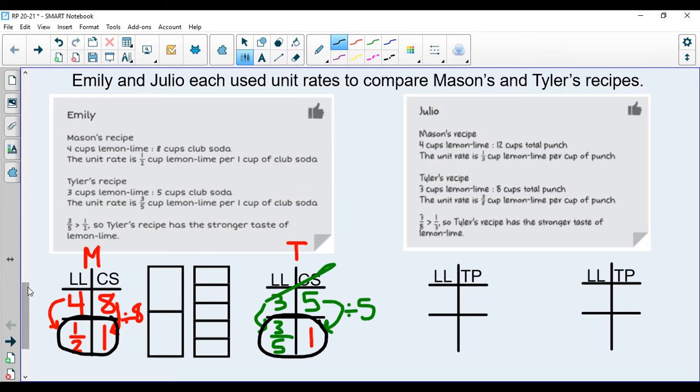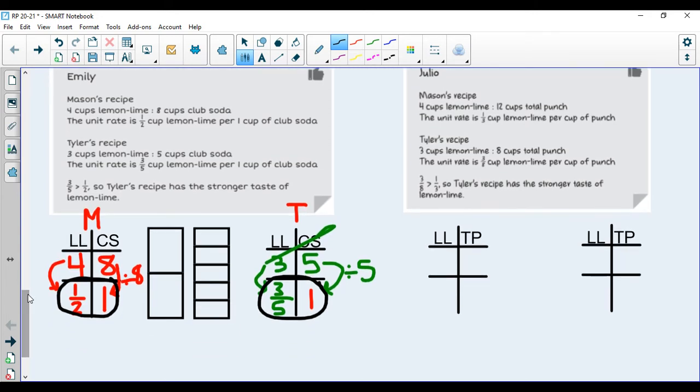Now, if you don't know that 3/5 is bigger than 1/2 off the top of your head, there's a few ways you could compare those fractions. One way would be to model them. So here I've got the models already drawn out.